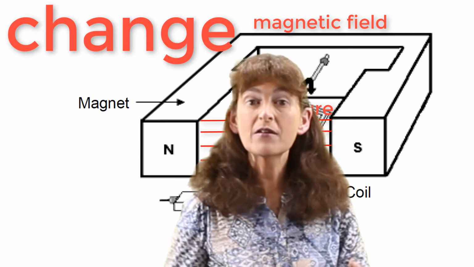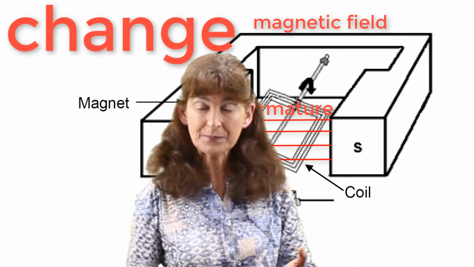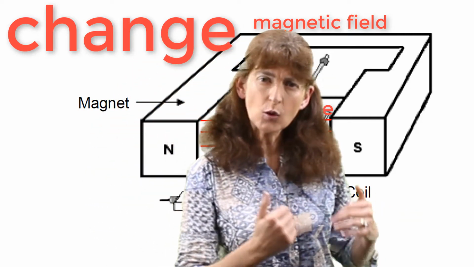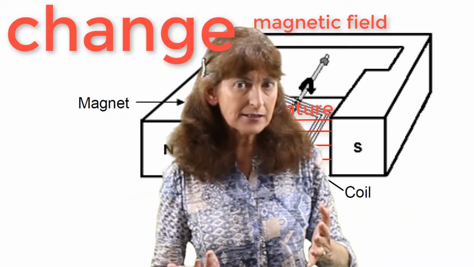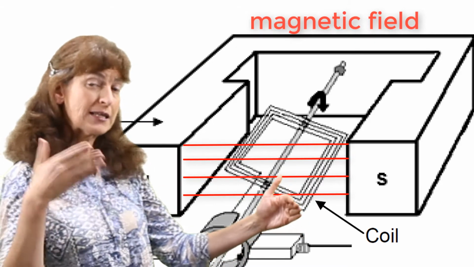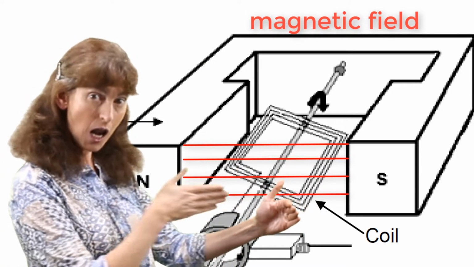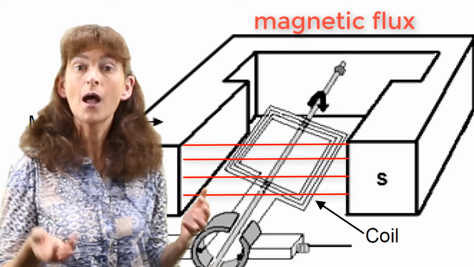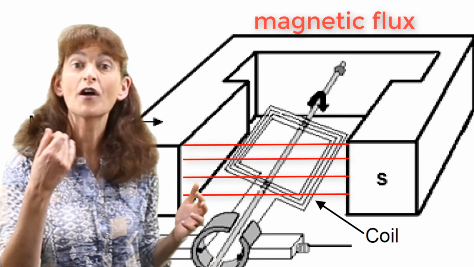How do they experience a change in magnetic flux? The armature needs to be rotated. Why should that cause a change in magnetic flux? Between these magnetic poles, you can imagine there being field lines. We can also call field lines magnetic lines of flux.